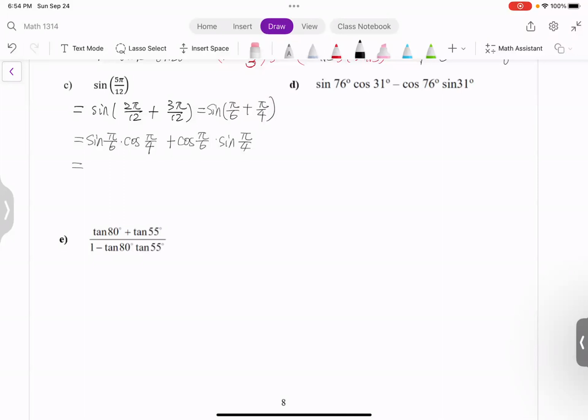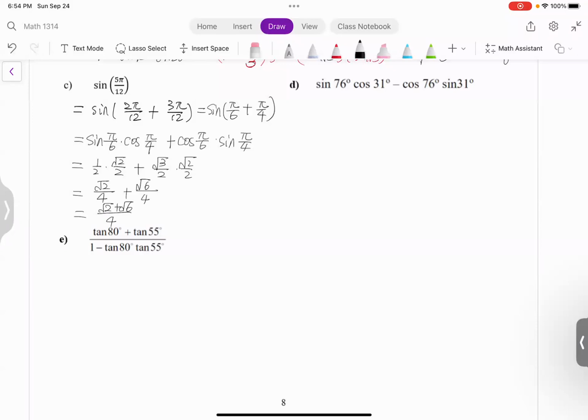All right, let's plug in the special values. They are 1/2 times square root of 2 over 2, plus square root of 3 over 2 times square root of 2 over 2. So we have, on the bottom, 4. Square root of 2 plus square root of 6 over 4. And combine the tops, they have the same denominator: square root of 2 plus square root of 6, all over 4. All right, let's see the next example, number D.